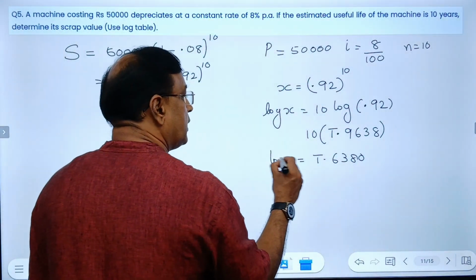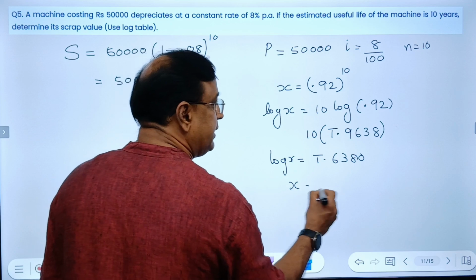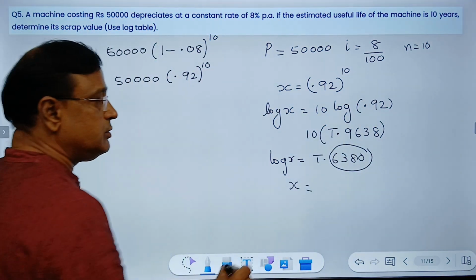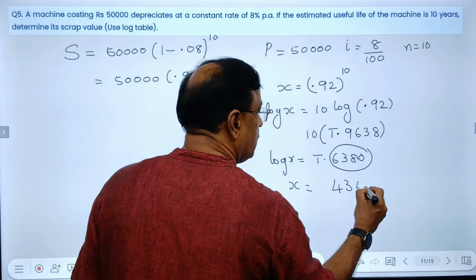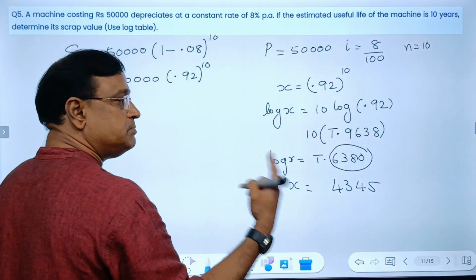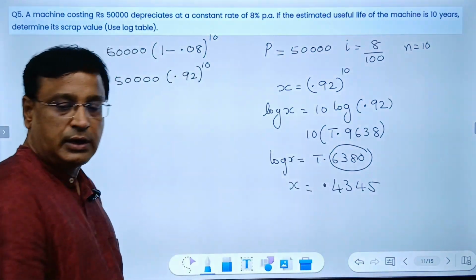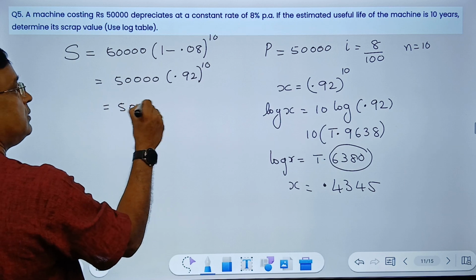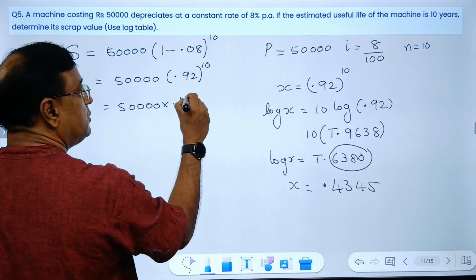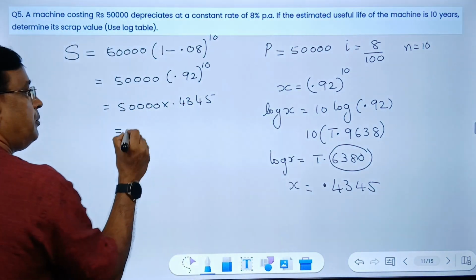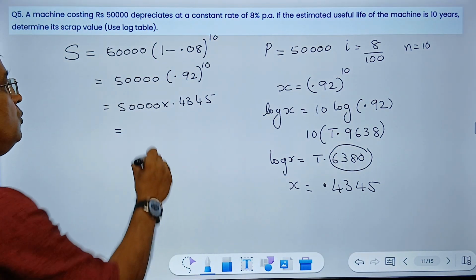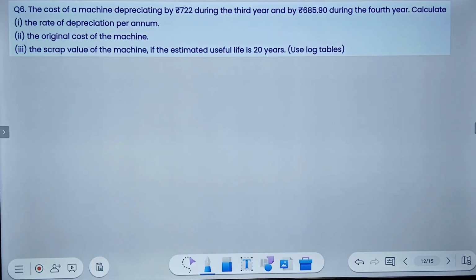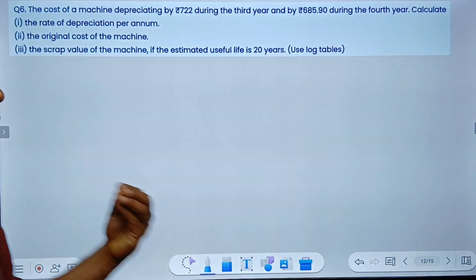Now, this is log x. So, x is equal to anti-log. Look at the anti-log of 6380. Anti-log of 6380 is 4345. Since the characteristic is bar 1, it has to be 0.4345. Okay. So, now we can substitute here. This will be 50,000 into 0.4345. And upon multiplication, what do I get? I get 21,725. This is a little tricky; you have to think and do these problems.